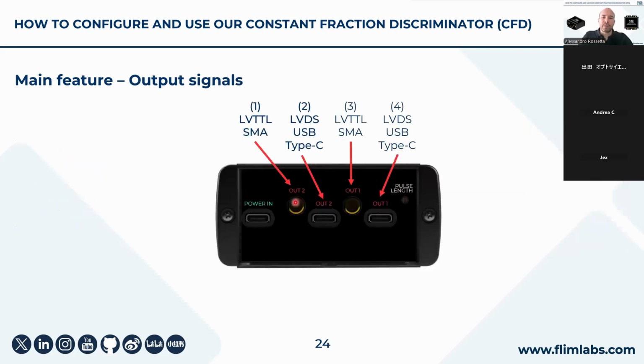If we take a closer look at all the output signals and output connectors, you'll see that we have two SMA connectors, meaning that the CFD is capable of outputting two identical copies of the discriminated signal in the SMA LVTTL type. And we also equip it with a Type-C connector for giving as output also an LVDS type of signal, which I'll tell you about in a bit.